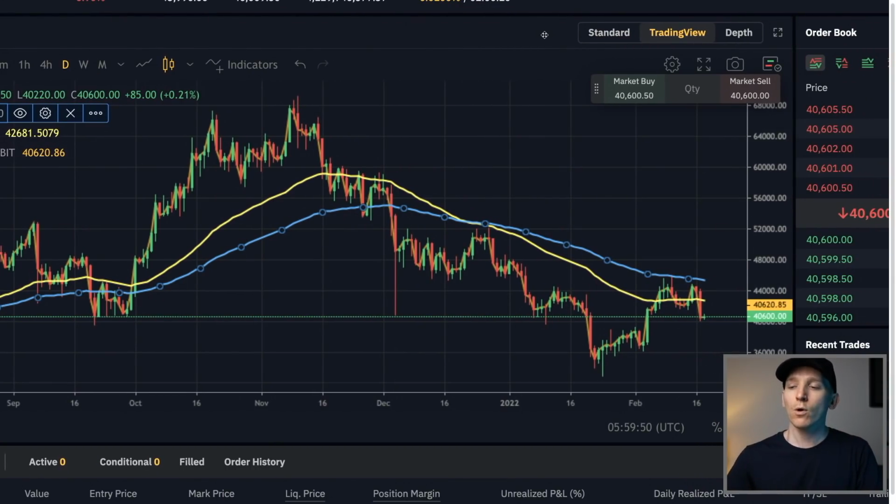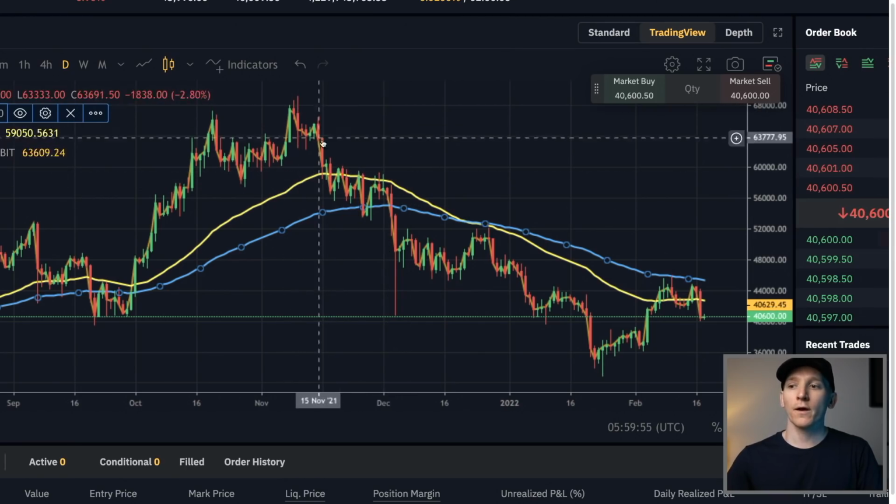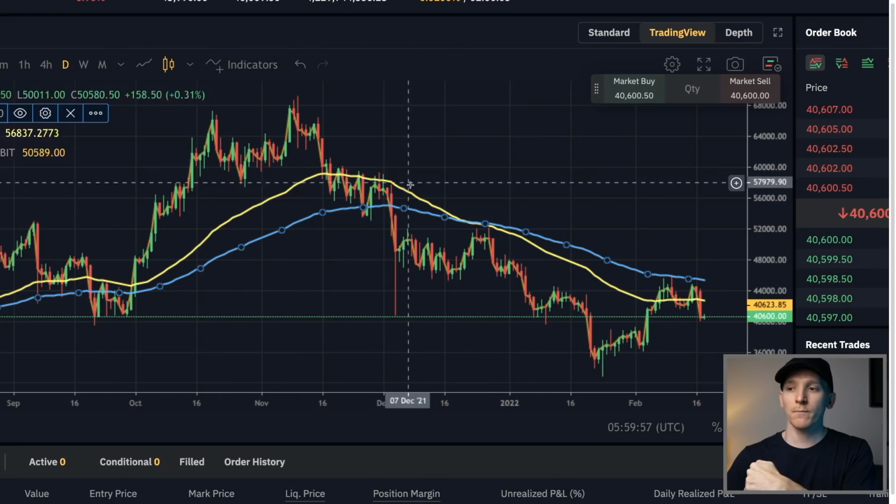So what we can see here is that the short-term moving average was moving down. Price is moving down, and so does that short-term period moving average.